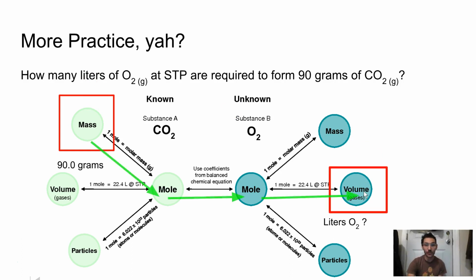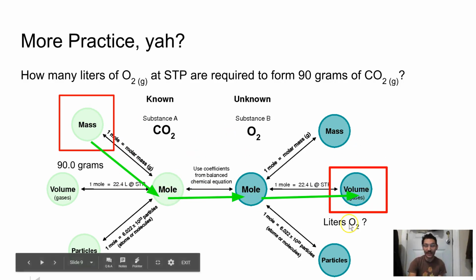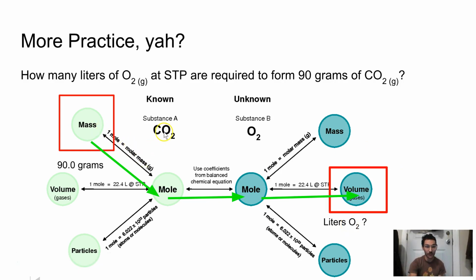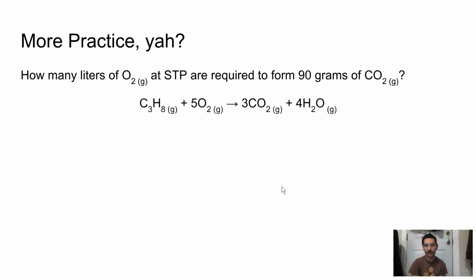This means I'm going to have to do 3 steps. I'm going to convert from mass of CO2 to moles of CO2 to moles of O2, and then moles of O2 finally to my liters of O2. So I will need 3 conversion factors: the molar mass for CO2, the coefficients from that balanced chemical equation, and 1 mole equals 22.4 liters at STP.